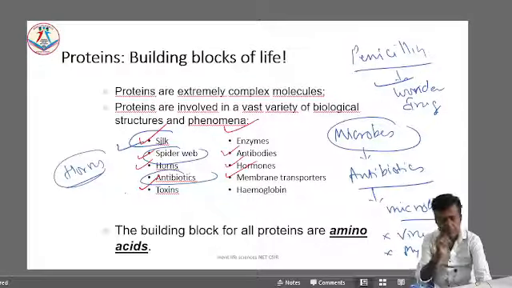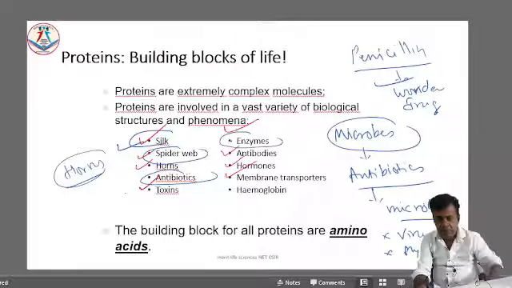Right, so another, this is also a protein. You can see the wide role of enzymes in our metabolism as well as various life sciences processes.